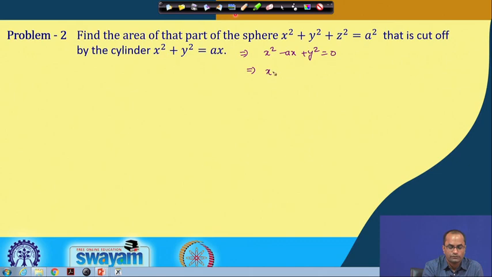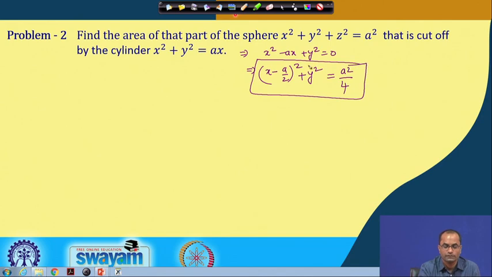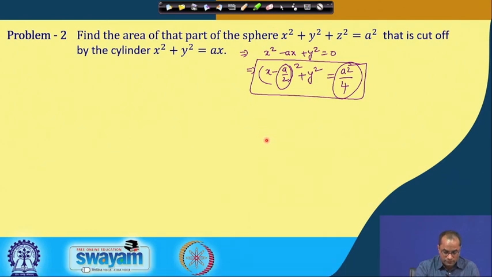So, this we can make a whole square, a by 2 whole square. So, you will get x square there, and there will be a term minus a x, which is already there. There will be an additional term a square by 4, which we can put on the right hand side to compensate, and then we have here the y square. So, this is the equation of the circle, whose center is at a by 2 and 0, and a by 2 is again the radius.